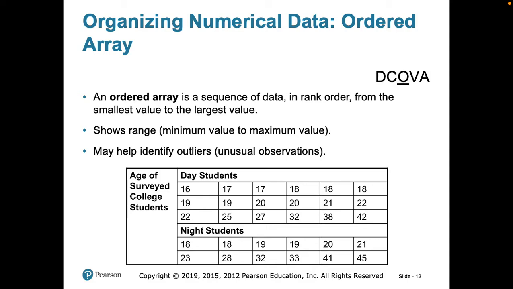So on this data here, we have the age of college students. For example, if you have a 14-year-old, that will be an outlier because most 14-year-olds are not in college. Or if you have a 65-year-old, that will also be an outlier. Most people over 60 are not college students. So you could have those outliers. By doing the ordered array, you can quickly identify when you have those outliers.